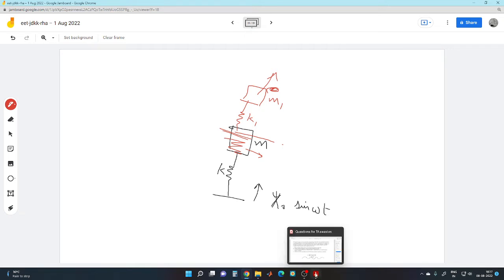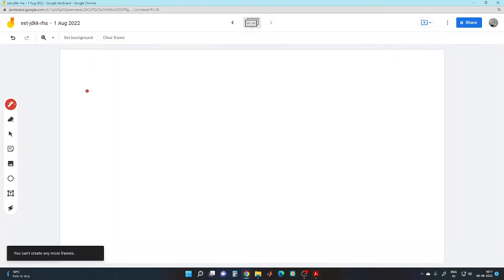So how will we approach this? What we will do is, we'll first make the governing equation. So here we will make this: x naught sine of omega t, k, m.